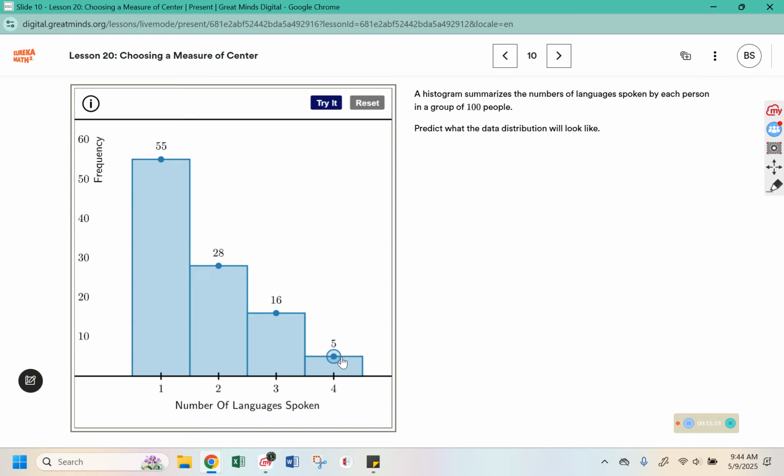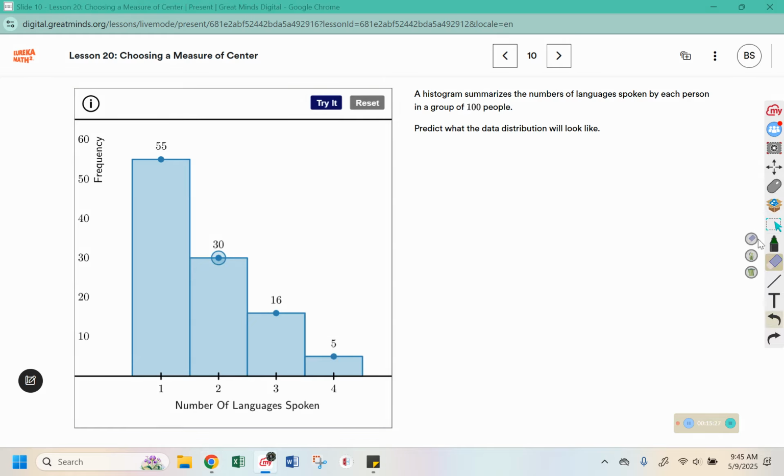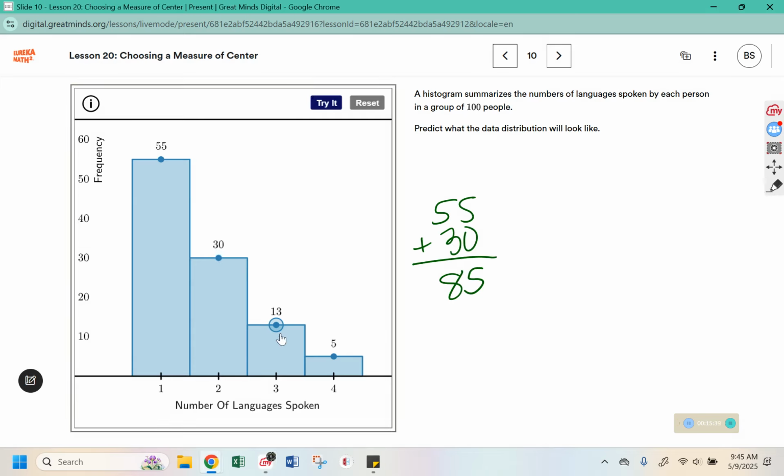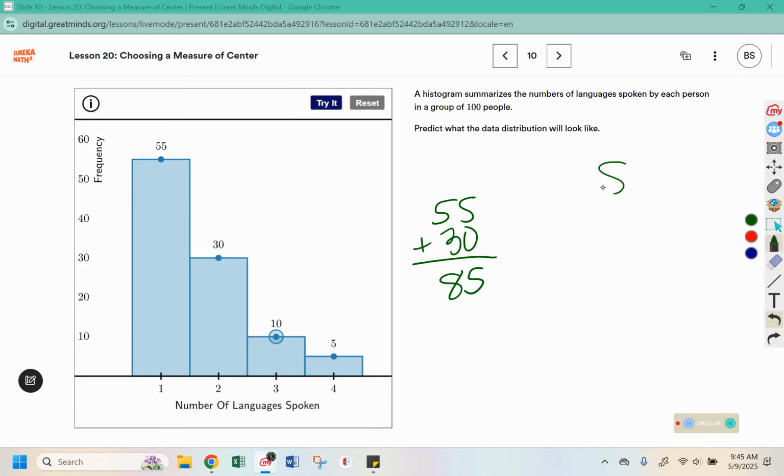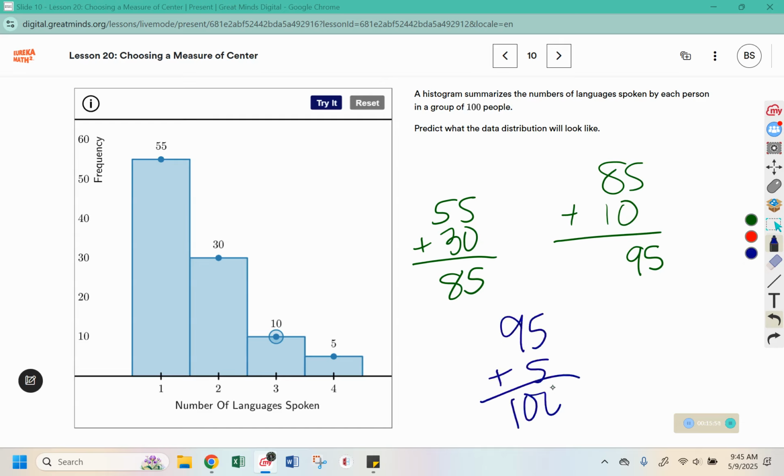But we needed to add up to 100, so let's see what we have so far. Let's do 55 plus 30 would be 85. So then it can't be 16. Let's do 10. Makes 95. And then if we add 5 to 95, that gives us 100 people.